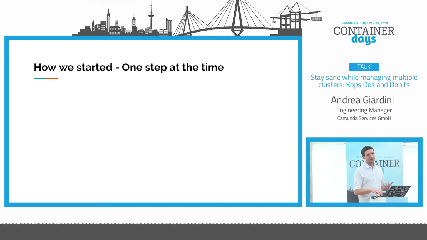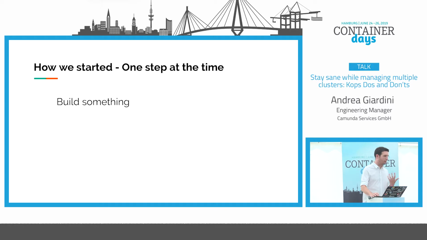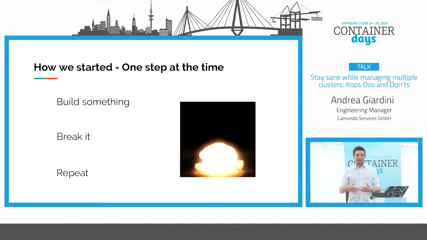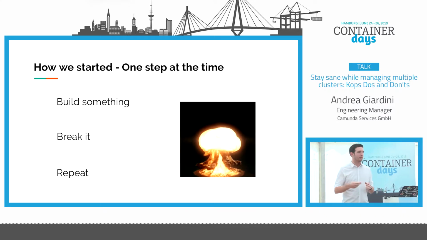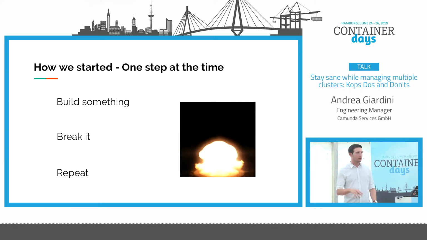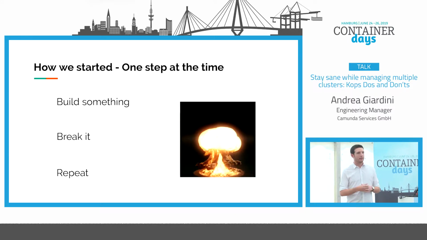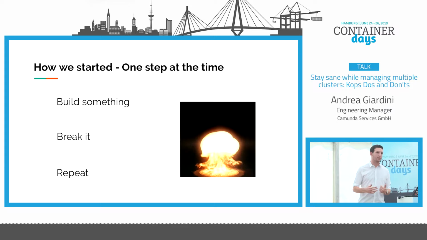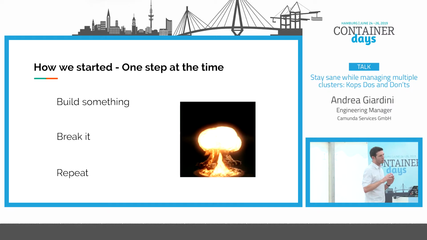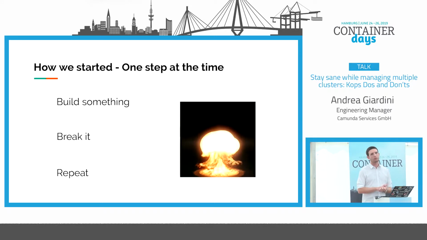And how we started, as I mentioned before, is just one step at a time. You build something, you break something, and you repeat many, many times. And that's what we did basically in the beginning. We started running some very low priority workload on it, started breaking things, and then basically learning from our own mistakes. And that's the way we built some knowledge about it before going full on it in production.